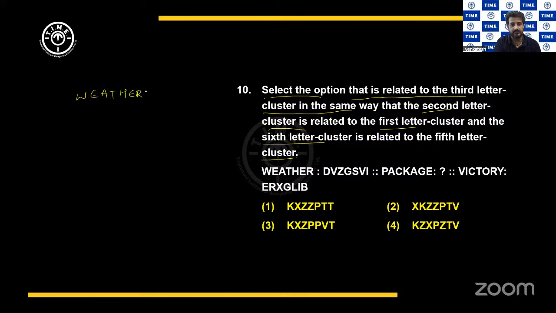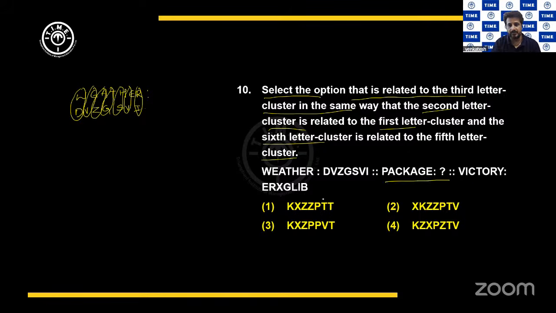WEA weather is to DVZGSVI. When I'm writing the letters itself, I'm able to find out the logic. That is D and W opposite pair, E and V opposite pair, A and Z opposite, T and G opposite, H and S opposite, E and V opposite, I and R opposite pair of letters. Okay. Before going to the second pair, let's check the third pair.